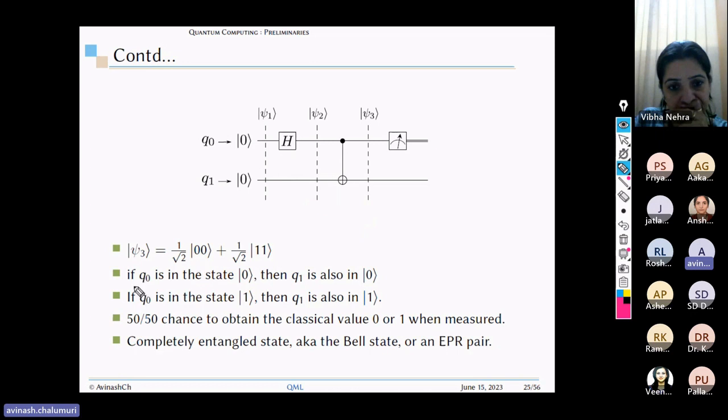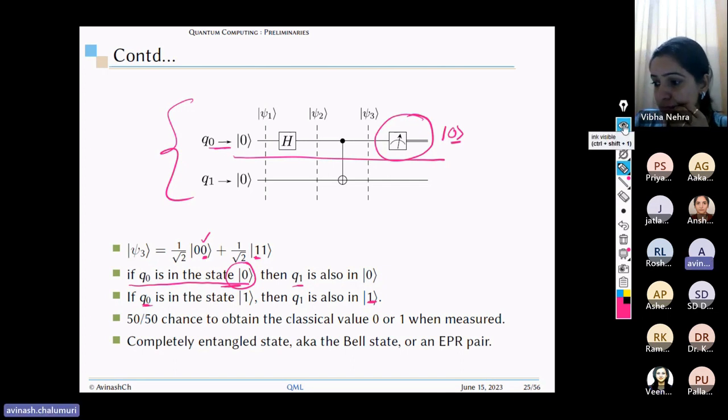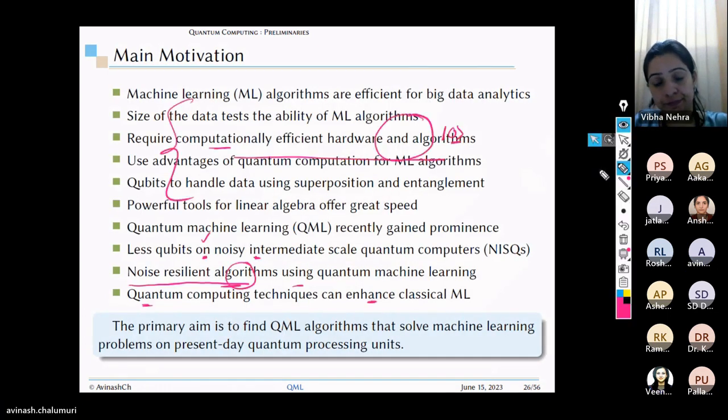So if Q0 is in state 0, it is obvious that Q1 will also be in 0. And if Q0 is in state 1, it is obvious that Q1 is also in state 1. The advantage here is that by measuring one particular qubit and deciding its state, you will automatically be able to find the state of the other qubit. That is why this is considered a fully entangled quantum circuit.